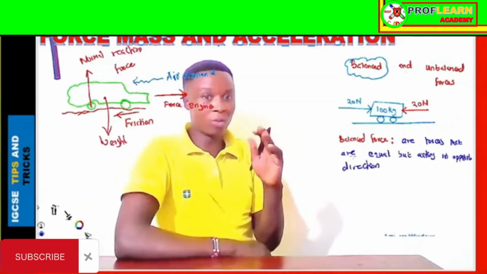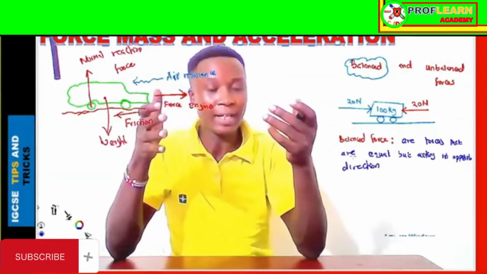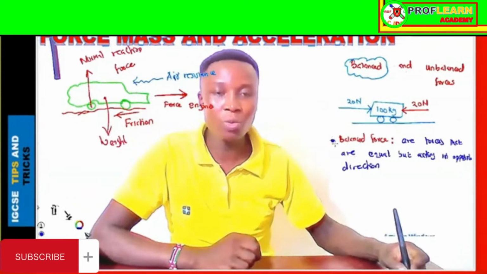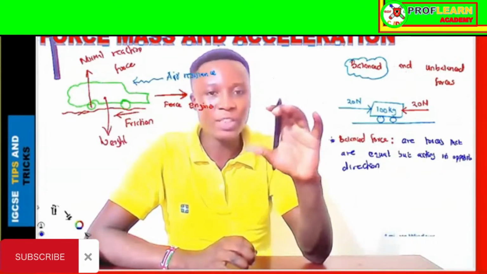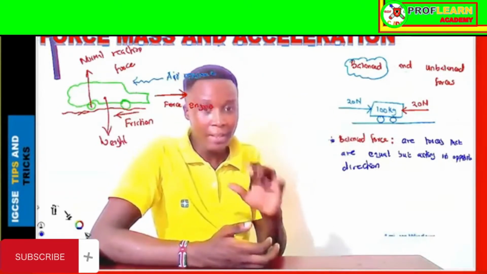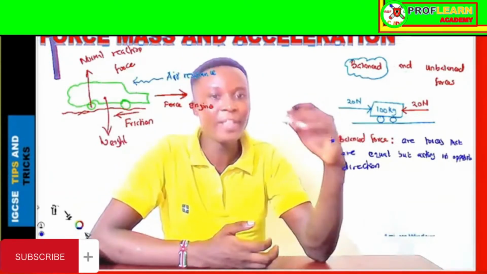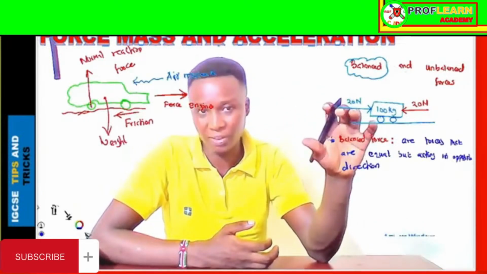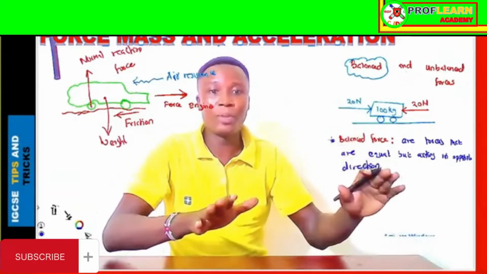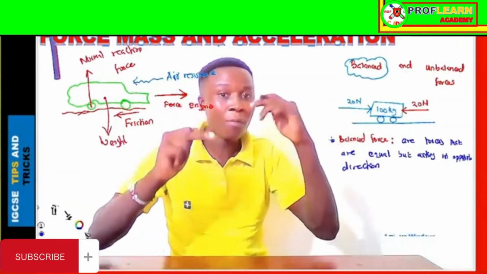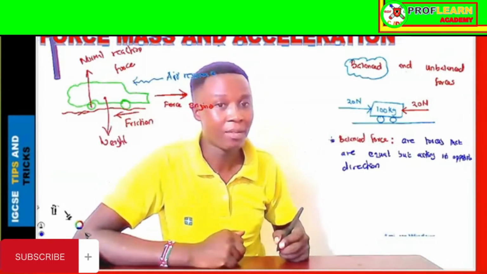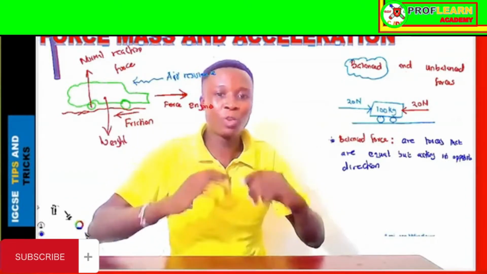Now, when you look at those two forces, they are equal, but they are acting in opposite directions. What you need to remember is that these forces cannot change the state of motion of an object. If you have balanced forces, it means if the object was moving, it will continue to move. If the object was at rest, that object will not move because the two forces are equal. So balanced forces cannot change the state of motion of an object, cannot make an object accelerate.